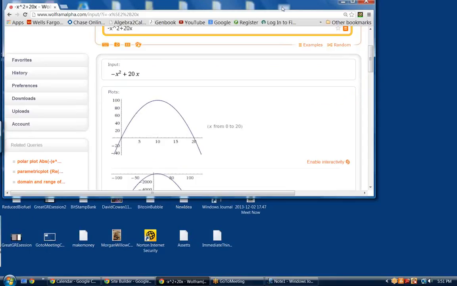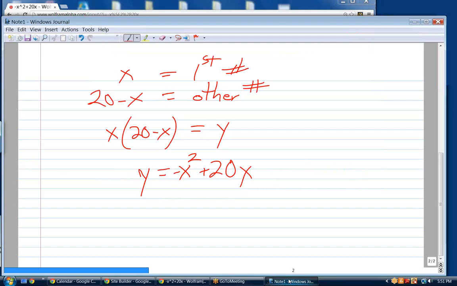Yeah. Okay. So what is the maximum, what did they want to know? The maximum value for this function? Yeah. What is it? I get that the vertex is (10, 100). Yep. So your maximum y value would be 100? 100. Uh-huh. Okay. So in other words, the maximum y is the y coordinate of the vertex.